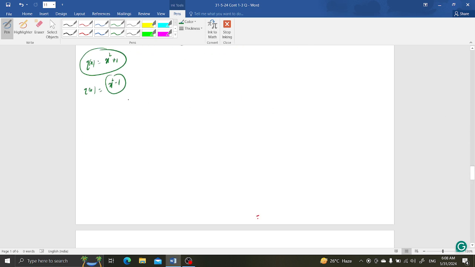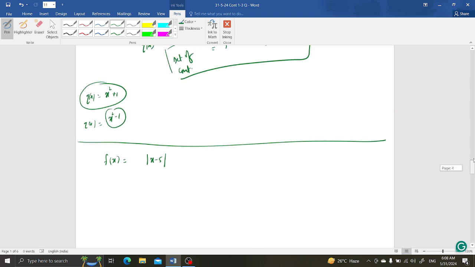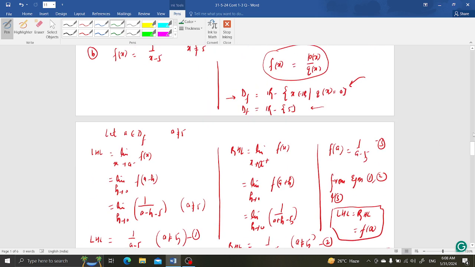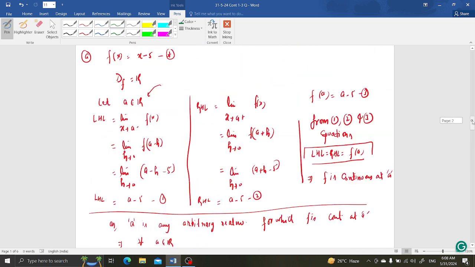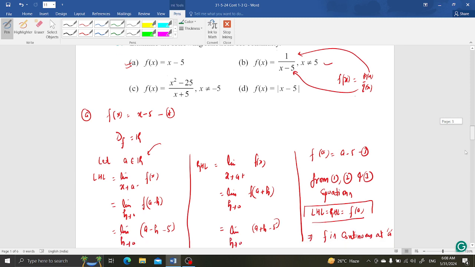What else will I do? Because it is a new question. You have f(x) equals mod of x minus 5. Now, is there any restriction? Check one time only. Is there any restriction they give, or are they simply giving mod x minus 5? Yes, they are simply giving mod x minus 5.